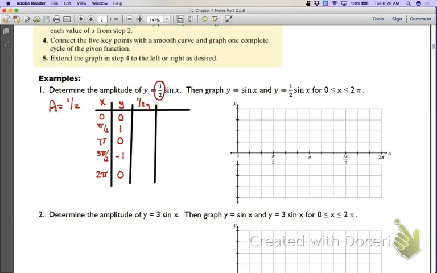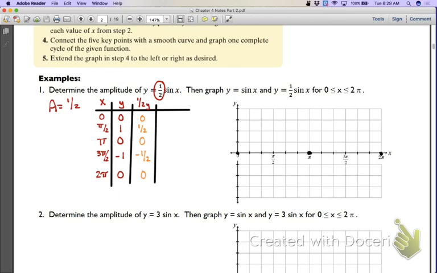So if we just take whatever we have in that second column, what's 0 times 1/2? 0. What's 1 times 1/2? 1/2. 0 again, negative 1/2, and then 0. So whenever we graph it, again, your easy spots to graph are at 0. They're going to be at pi.